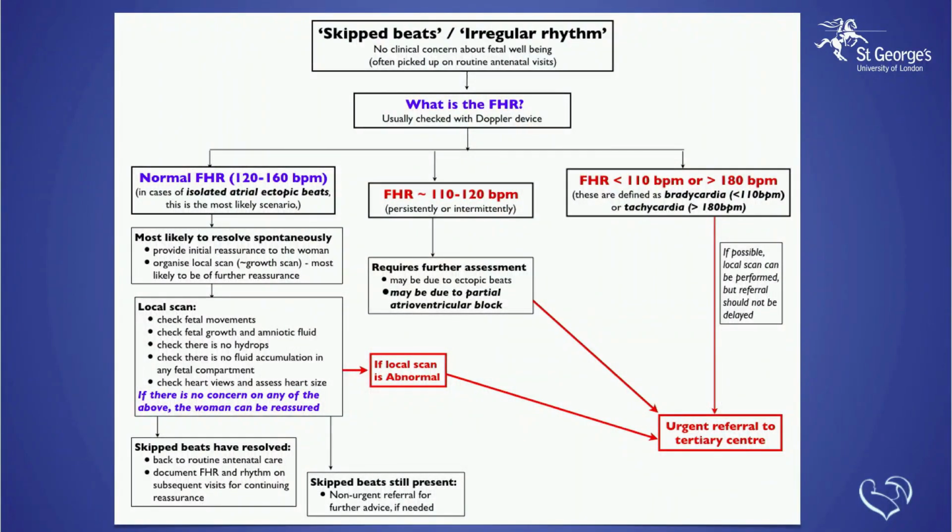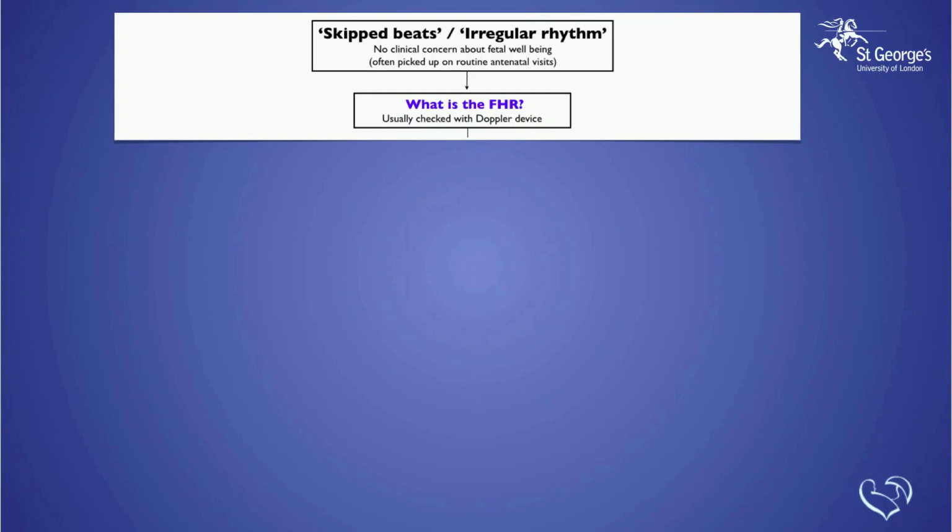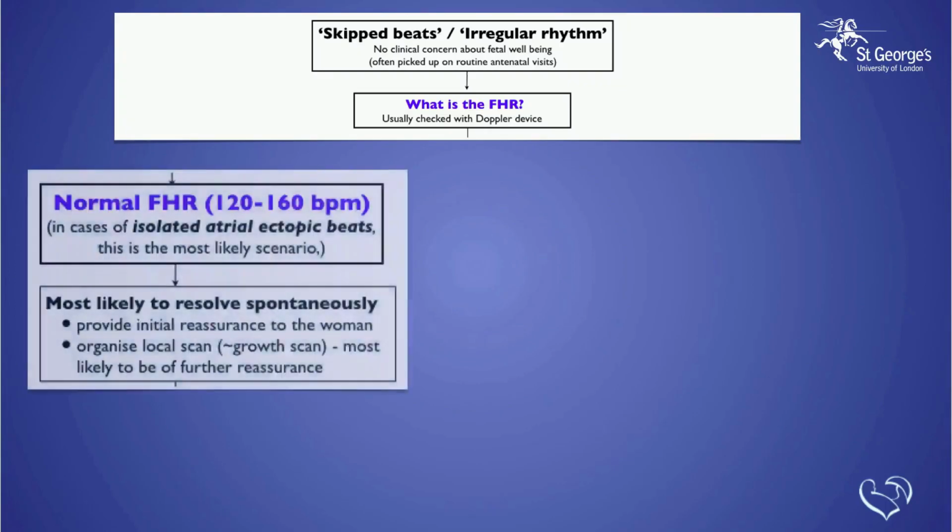So this is the kind of flow chart. I will break it down for you because it's quite confusing like that. So if we start from the top, skipped beats, irregular rhythm. If you have no other concern, quite often the woman is in antenatal clinics. What's the heart rate? And we can stratify that from normal heart rate, 120 to 160. They are isolated ectopics. You hear the ones here and there. There is no periods of tachycardia or bradycardia. Most likely they will resolve spontaneously.